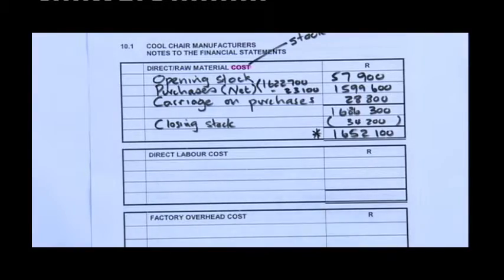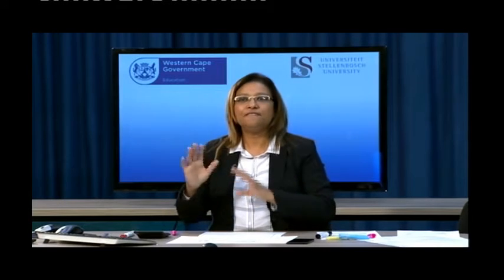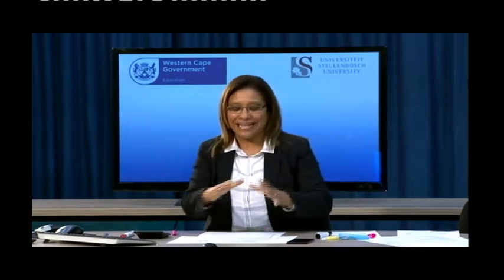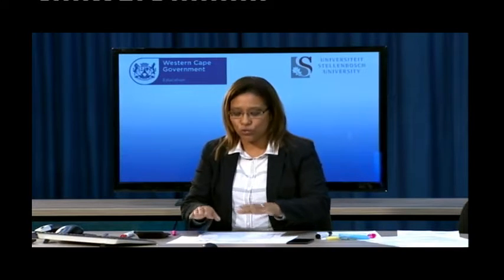So girls and boys, all you have to do is memorize your note. Once you know exactly what needs to be placed in that note, then you simply go to your question and you pick the information off. Because one thing with manufacturing, the information's all over the show. But you need to know how to transfer the information from your question paper into your note. If you understand the layout of your note, you will not go wrong. It's as simple as that.